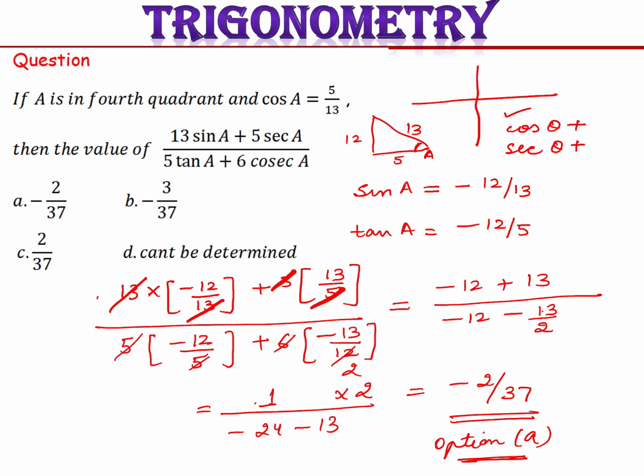You just have to remember that in the fourth quadrant, only cos theta and secant theta are positive and the remaining trigonometric functions are negative. So accordingly, we have to take sin A as minus 12 by 13 and tan A as minus 12 by 5. A very simple and easy question.